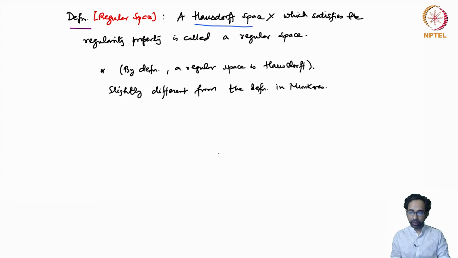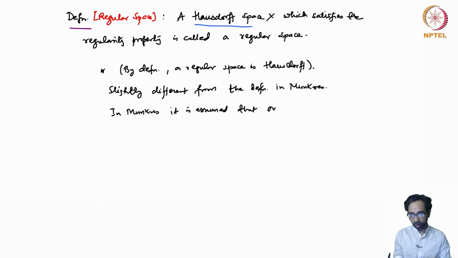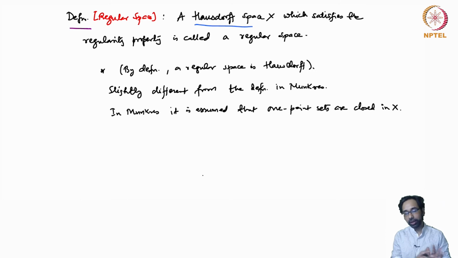This is because in Munkres's book, a regular space is not assumed Hausdorff, but it is assumed that one-point sets are closed in X. And if one-point sets are closed and it satisfies the regularity property, then it is called a regular space. Note that requiring that one-point sets are closed is even weaker than the Hausdorff property. And you can have this as a separate separation axiom, in fact, and that does exist. But in general, we will only restrict to Hausdorff spaces. So I have made a stronger assumption here that X is already Hausdorff. Okay, so this is a regular space.